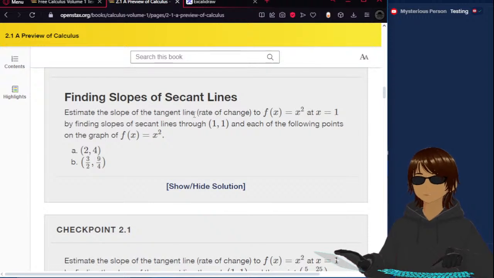Estimate the slope of the tangent line, rate of change, to x squared at x equals 1 by finding the slope of the secant line through (1, 1) and each of the following points on the graph. Okay, I have a calculator with me.